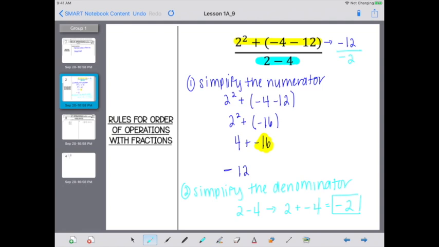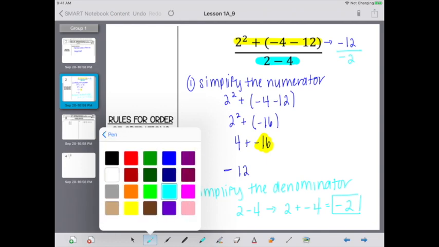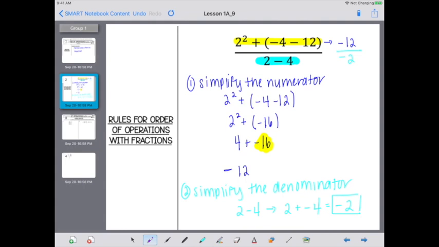The third step is to divide and simplify. So we have negative 12 divided by negative 2, which is positive 6. So our answer is 6.